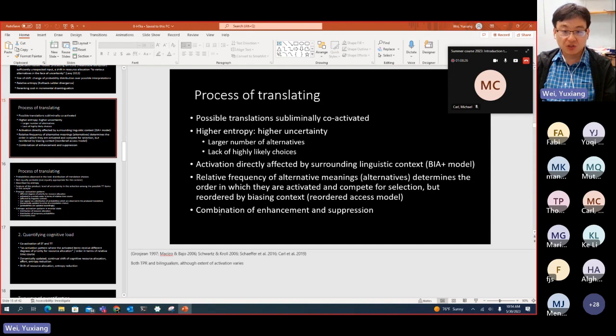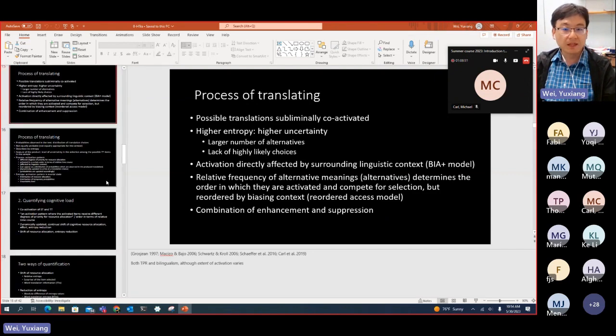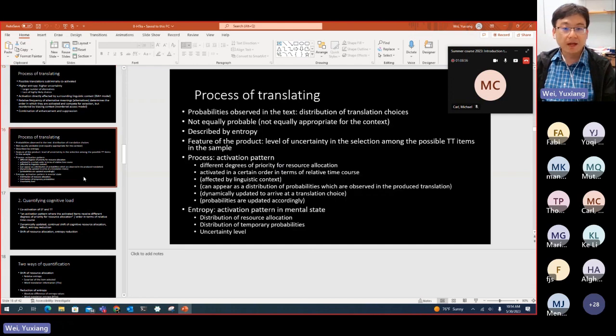In some other models, there is a combination of enhancement and suppression in the mental processes. So after this activation, or at the point of activation, the contextually relevant information would be enhanced and the contextually irrelevant information would be suppressed in the mental processing. So these are the general assumptions when we use the same perspective for translation.